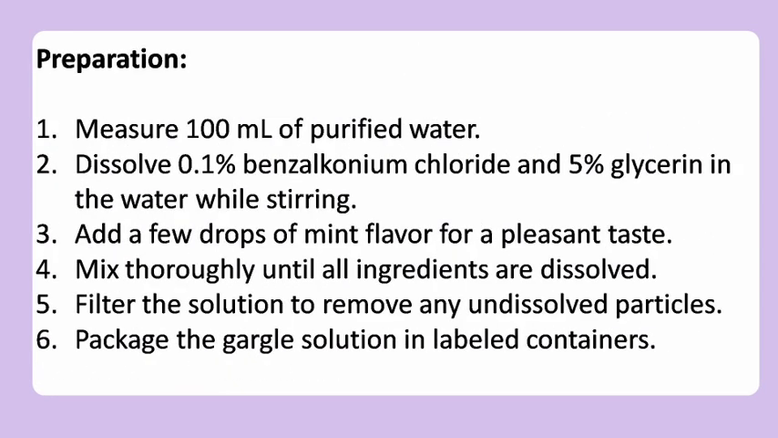Preparation. Measure 100 ml of purified water. Dissolve 0.1% benzalkonium chloride and 5% glycerin in the water while stirring. Add a few drops of mint flavor for a pleasant taste. Mix thoroughly until all ingredients are dissolved. Filter the solution to remove any undissolved particles. Package the gargle solution in labeled containers.